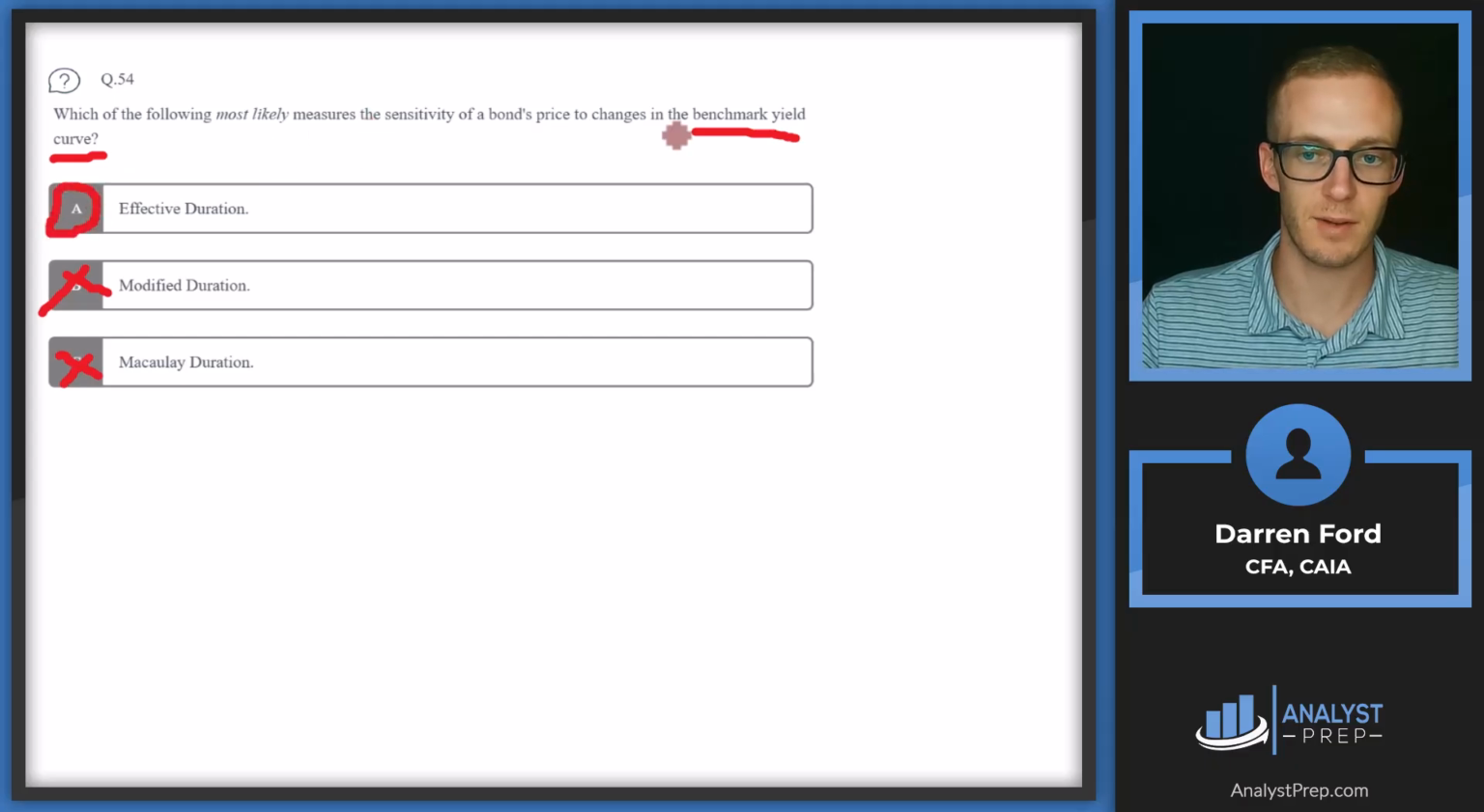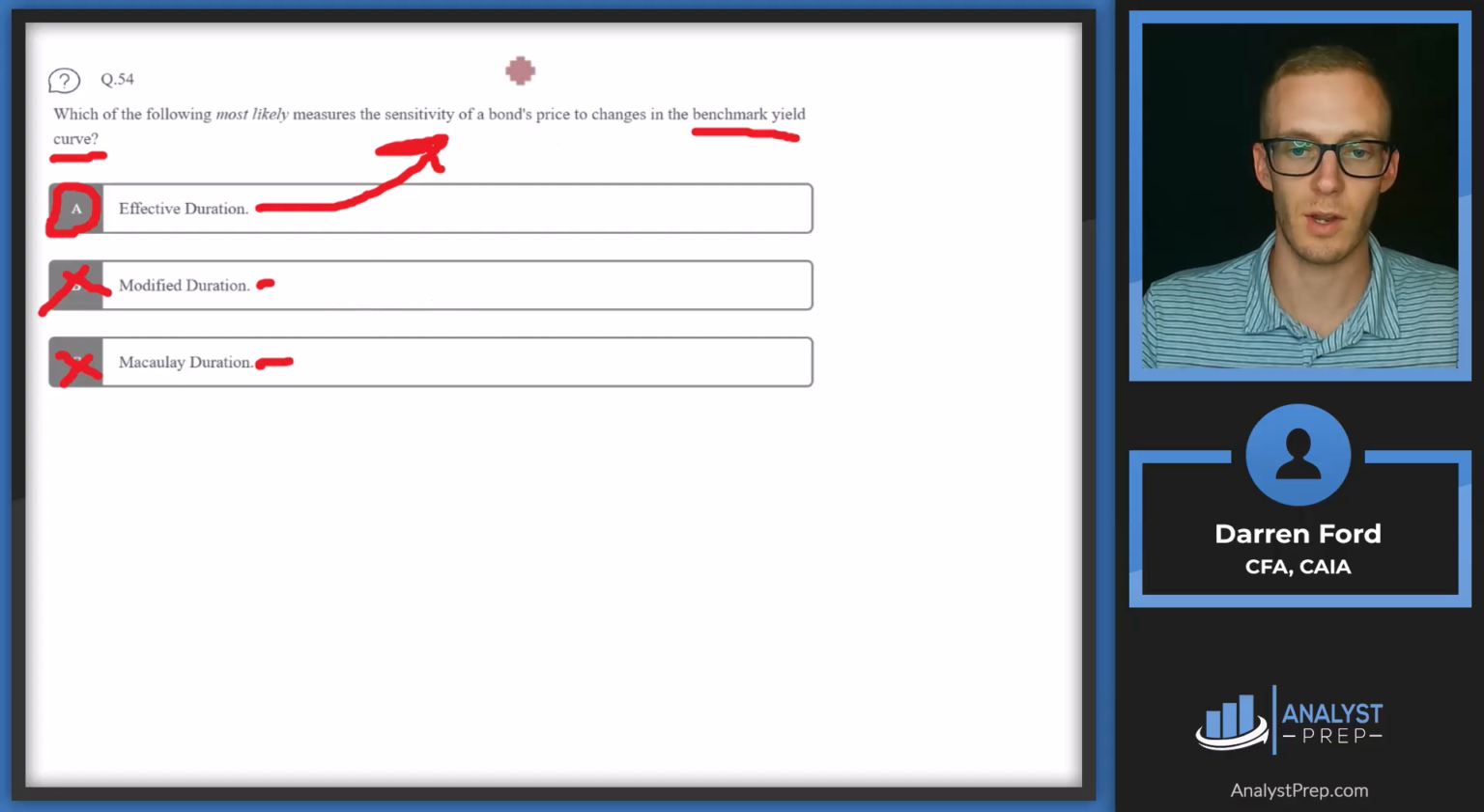It's measuring sensitivity of the bond's price to the yield curve, effective duration. Answer A. And this is a tough one. I guess last thing I'll say is just, these are tough questions because it's more so just memorization. You kind of need to just remember, commit to memory these different definitions of effective duration, modified duration, and Macaulay duration to know those differences.